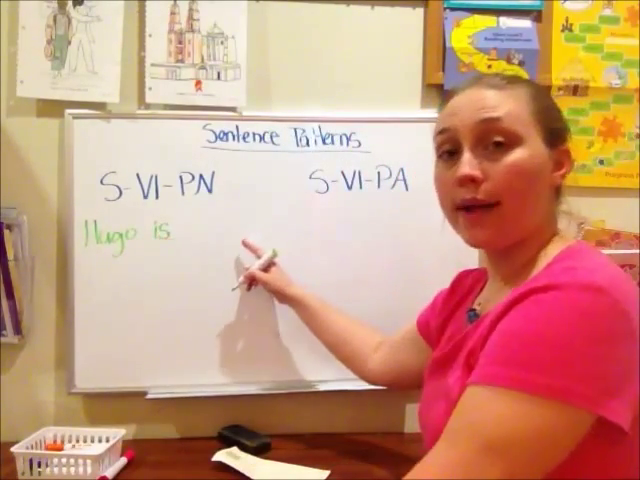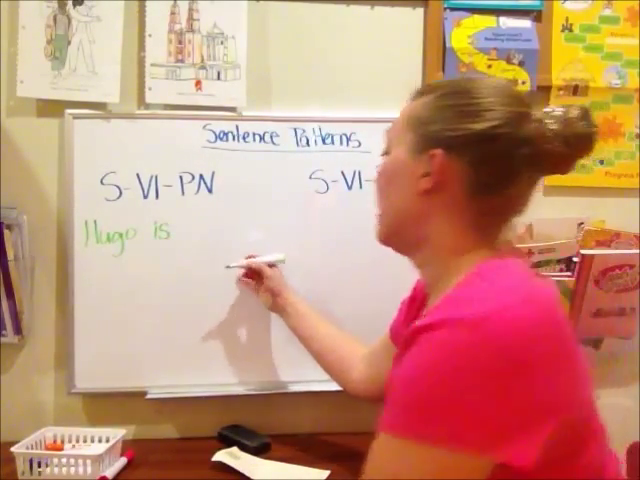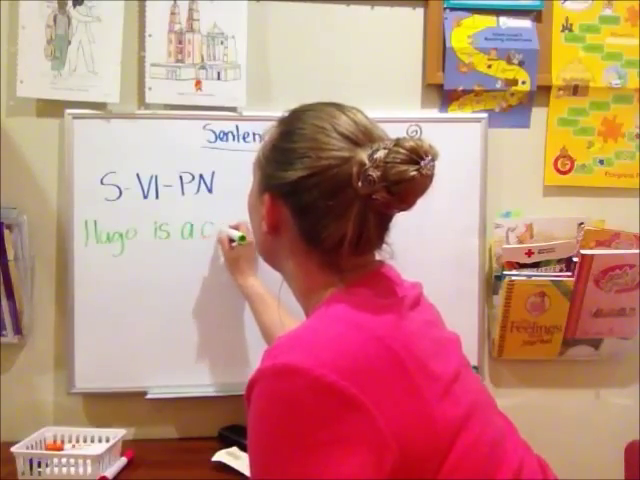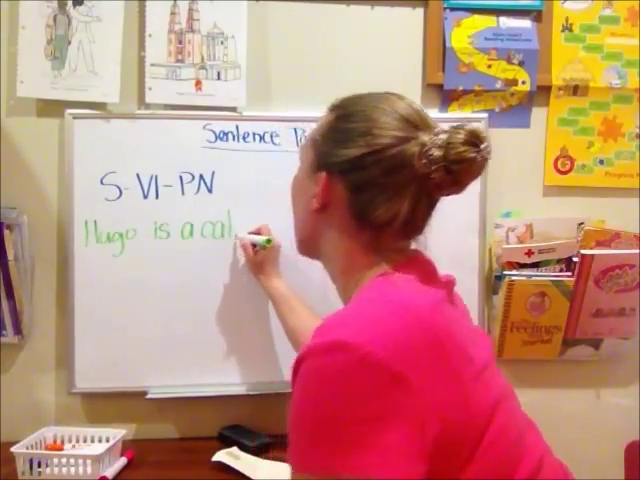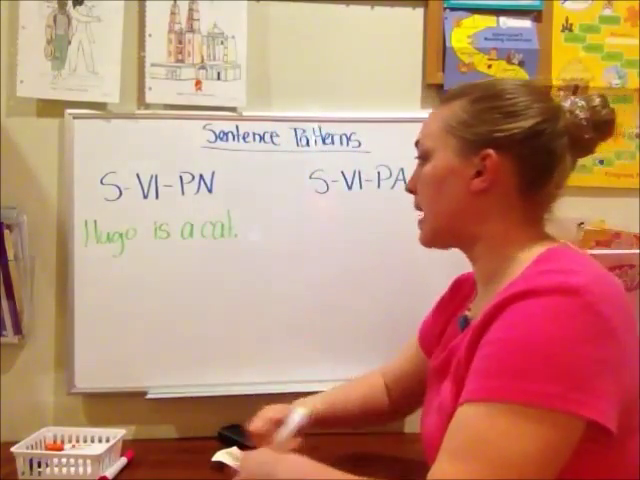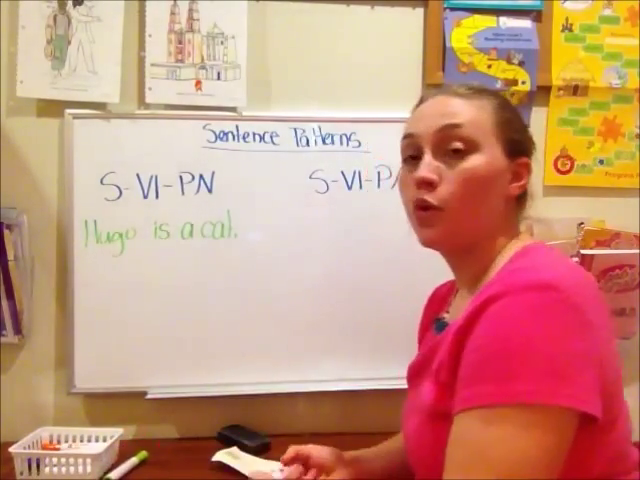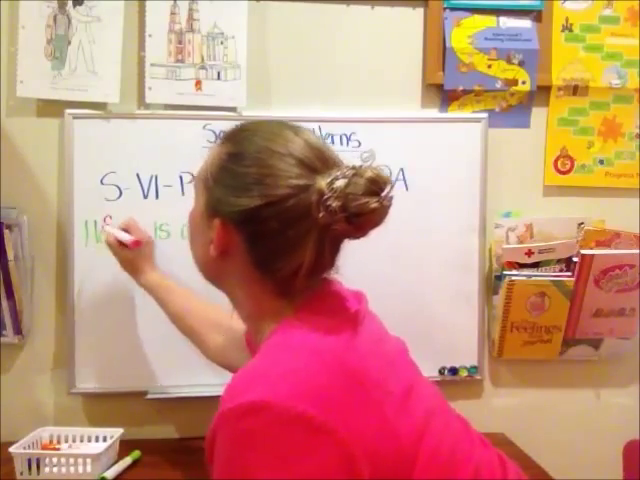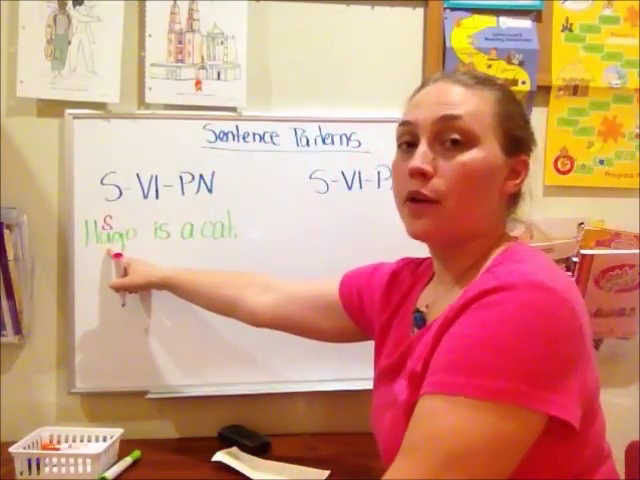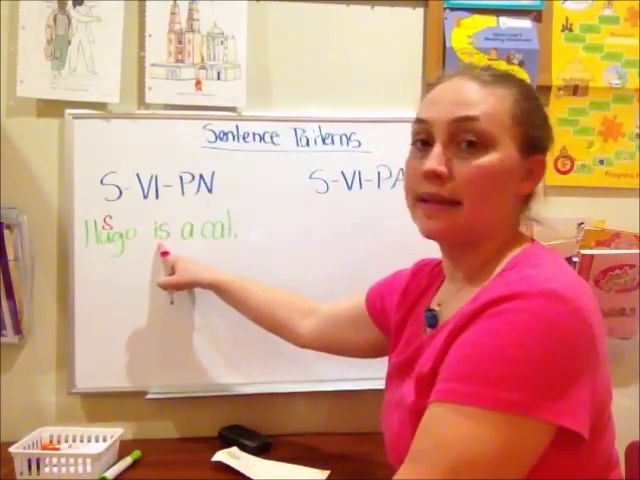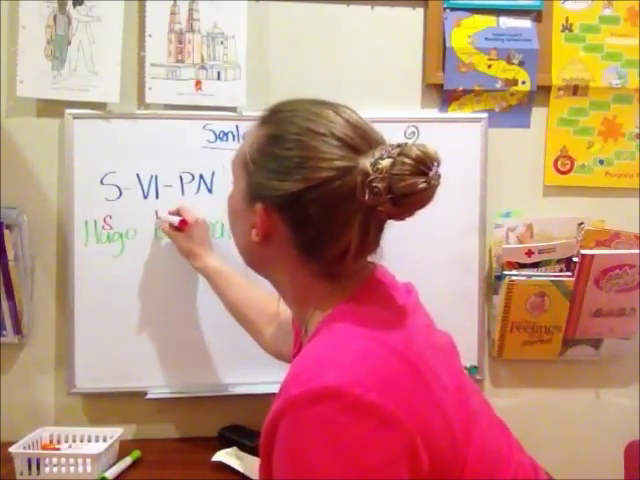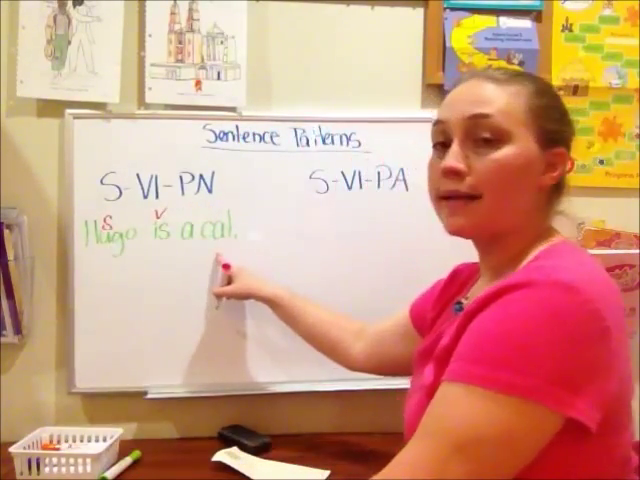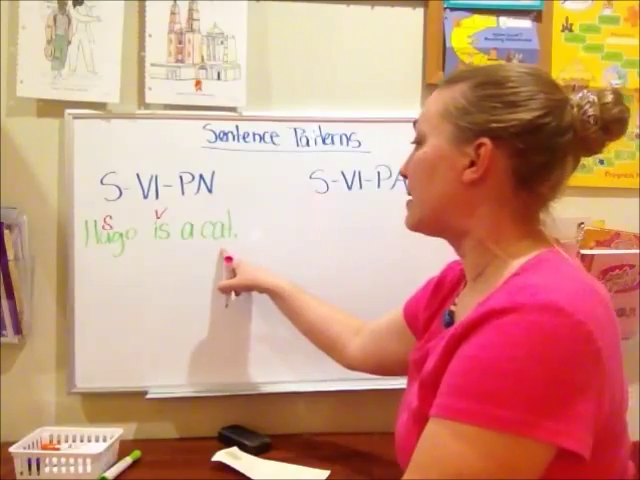Hugo is what? He is a cat. Okay, so when we go to parse the sentence, who or what is our sentence about? Hugo. Hugo is our subject. What is being said about Hugo? Hugo is. Is is our verb. Okay, Hugo is what? Hugo is a cat.